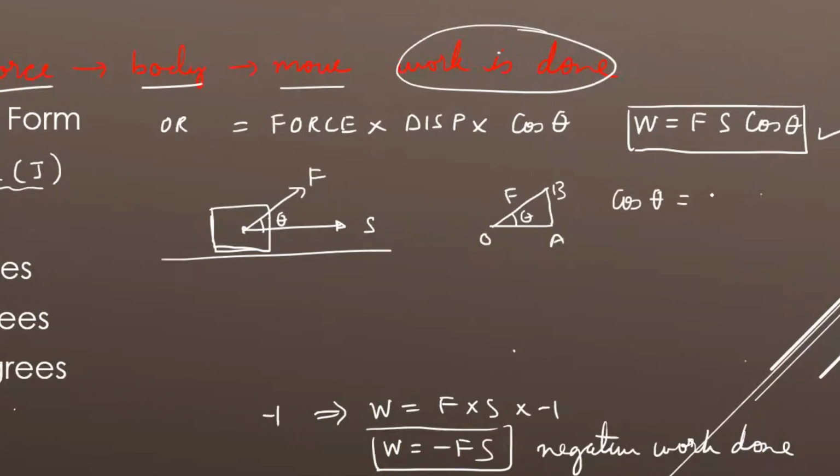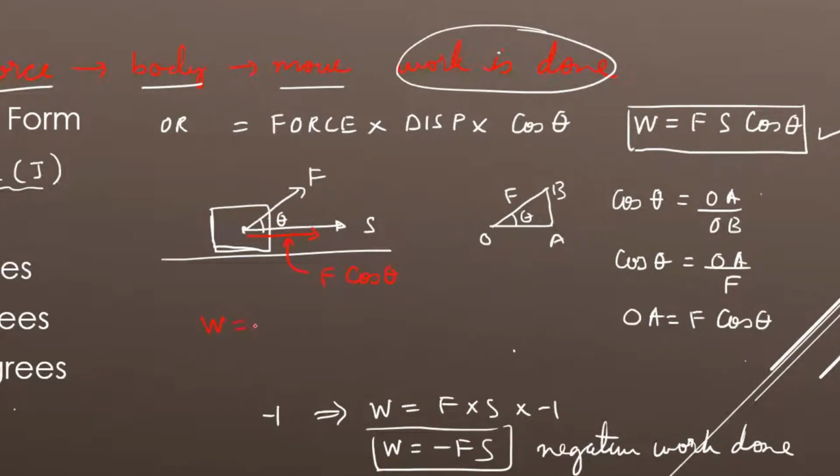Now, cos of theta is OA upon OB. So, cos of theta will be OA upon F because OB is F. So, OA is F cos theta. So, here what happens is the part of the force which is in the direction of displacement is F cos theta. And when I say work is a product of force into displacement, I write F cos theta into S. So that makes work as F S cos theta.